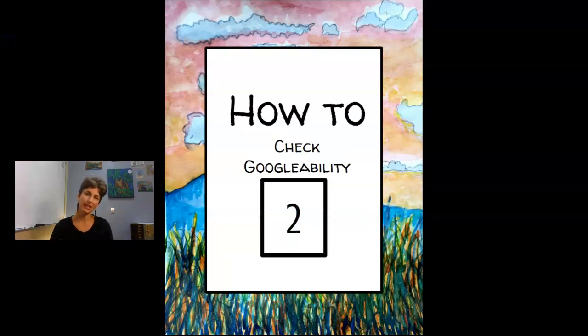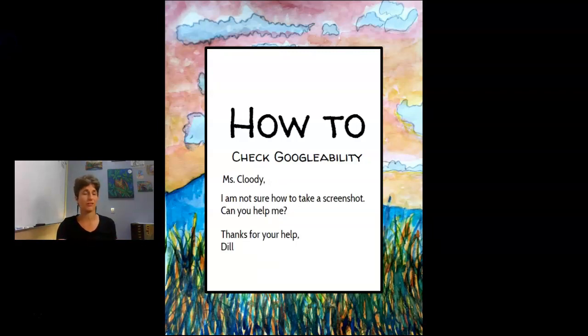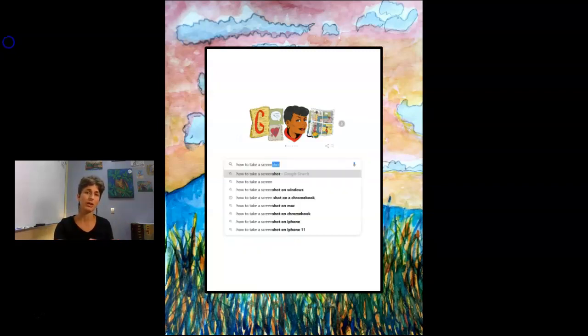All right, the second thing we want to talk about is checking your email for the Googleability of the question you have asked. So you might be writing to Miss Clutie and wondering about how to take a screenshot. And this is a fine email, but there is one part of this email that you could probably find a lot faster by going to Google. And there would be a lot of different choices about which device you're on, and you could get specific answers really quickly.